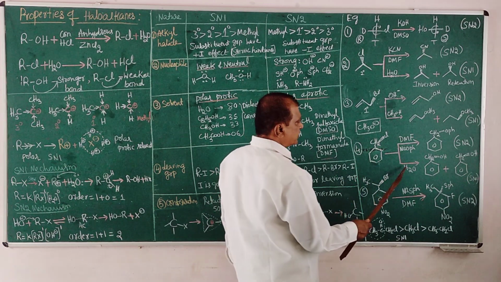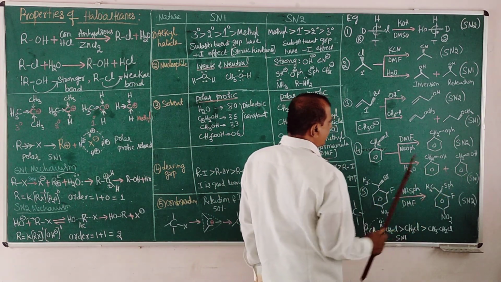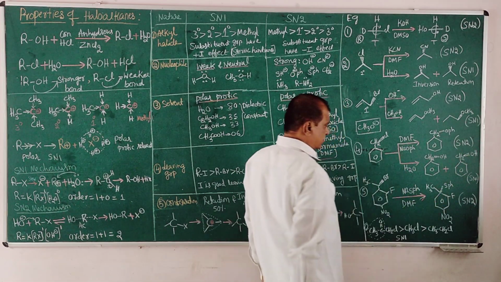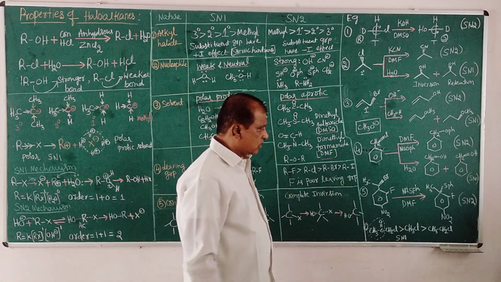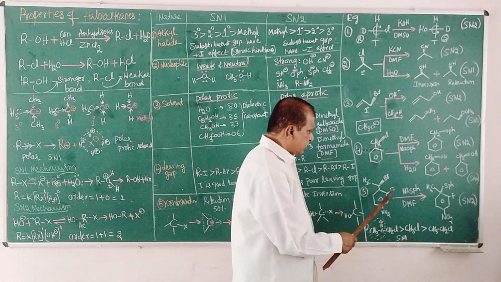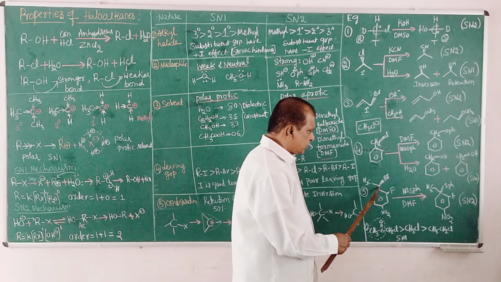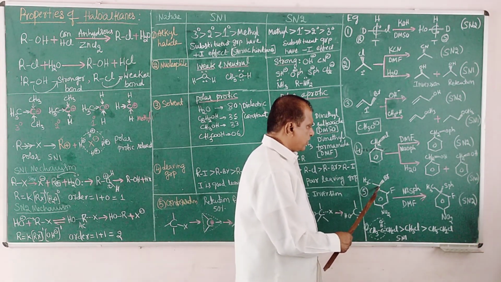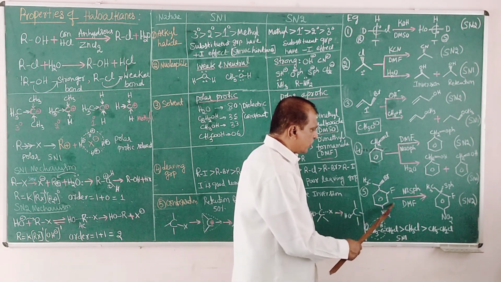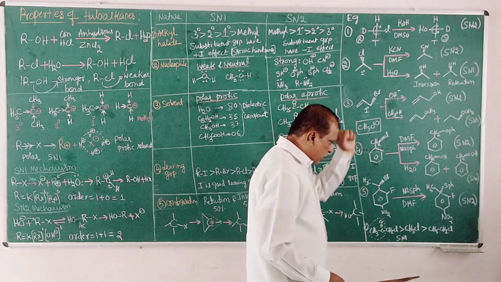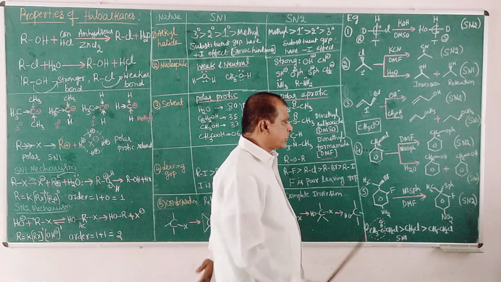This compound with this reagent will give a product like this. The same compound with this other reagent will give a product like this. And the final one: here a nitro group is there, an F group is there, benzene, and the carbon here is CH, Br CH. It is a secondary carbon, and there is a very strong electron withdrawing group, NO2, on the benzene.